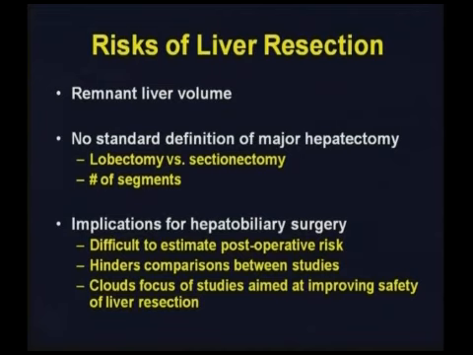Therefore, we and other investigators have defined a major hepatic resection by the amount of liver resected. However, no standard definition exists, as different anatomic thresholds and anywhere between resection of 2 to 6 segments have all been used to define a major hepatic resection. This inconsistency has several implications for the field of hepatobiliary surgery.